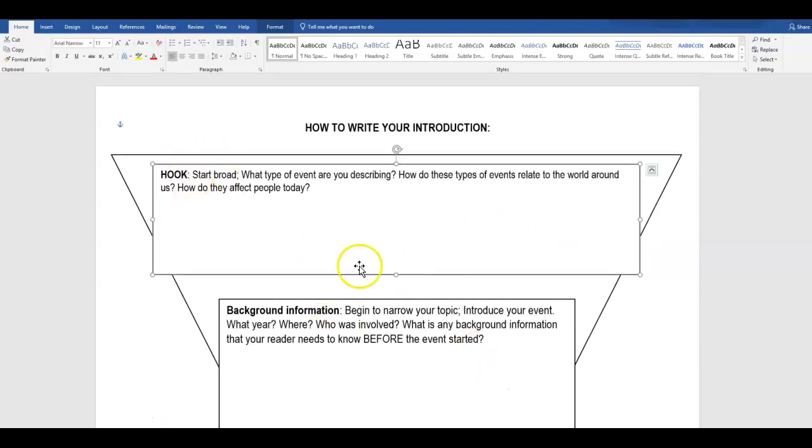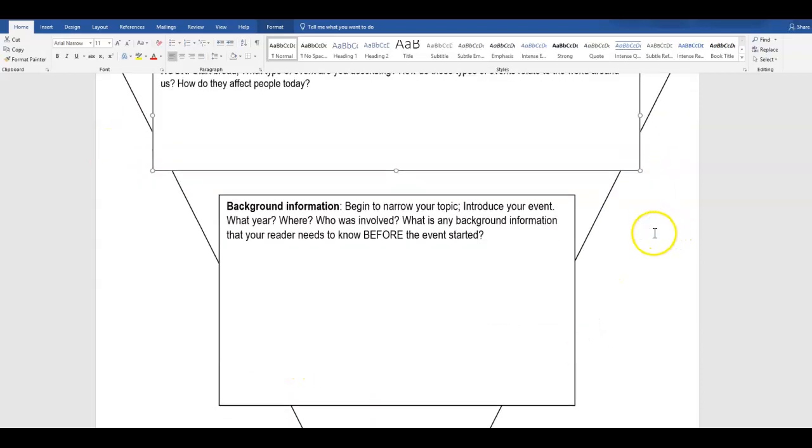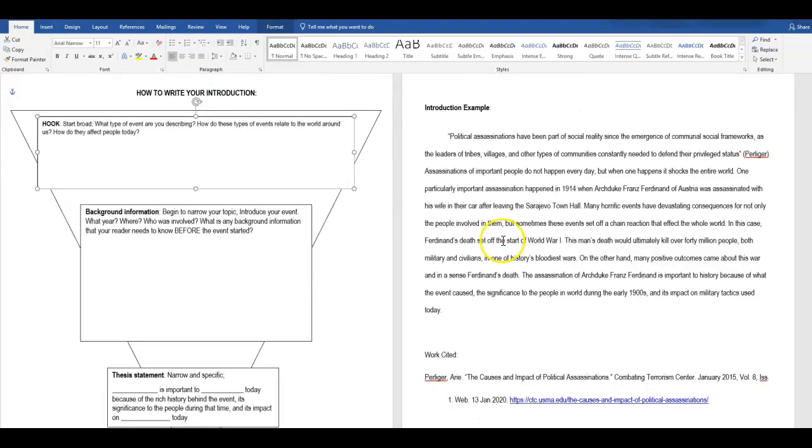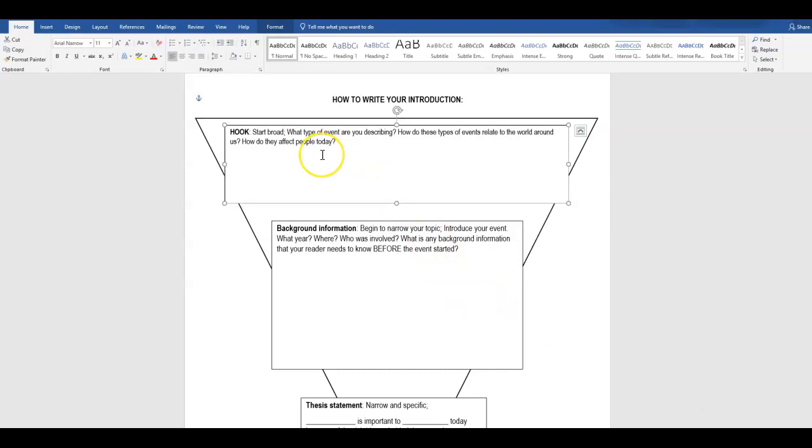Now, I've written these three things on a huge triangle because I want you to visualize how your introduction might look aesthetically. If we start with the hook, we're going to start in a broad sense, which is why the triangle top is at its widest part. Your thesis statement is narrow and very specific, which is why it's at the bottom of the triangle, at the point. When we start our hook, we want to start broad.